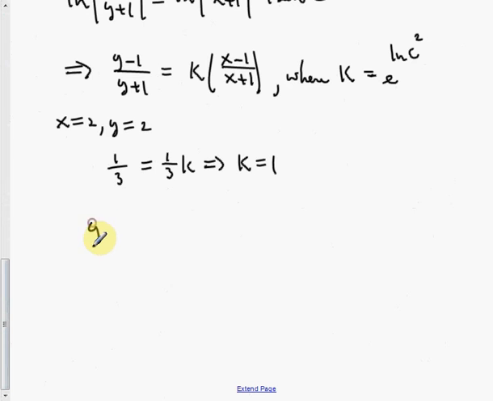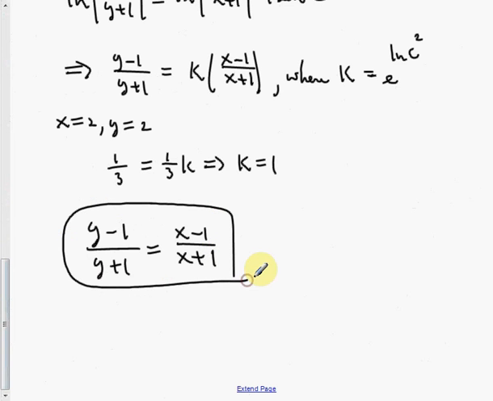And so the answer is y minus 1 all over y plus 1 is equal to x minus 1 all over x plus 1. Can we simplify this answer any further? If you think a little bit, you'll get it. No.